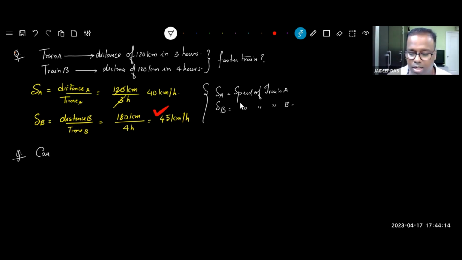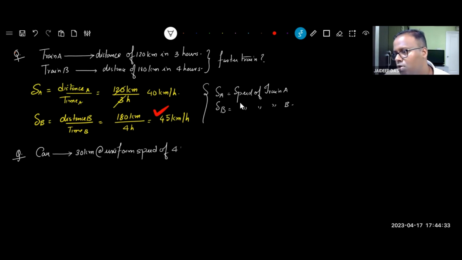And this car travels 30 kilometers at uniform speed. Uniform speed means there is no change in speed during the 30 kilometers. And the uniform speed is 40 kilometers per hour. Many people write HR. Don't write HR. The way to write is km stroke h. So this is the first 30 kilometers.